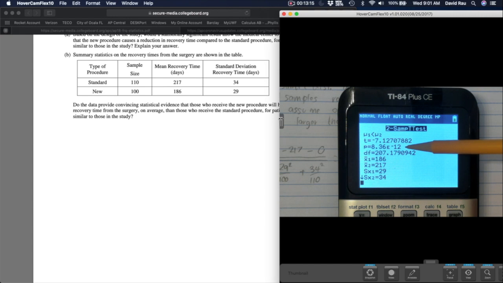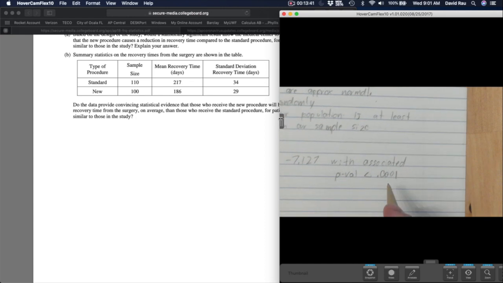And this p-value essentially means incredibly small. It means that there should be a decimal place with 11 zeros and then the 8 is next. Or in other words, you should be moving this decimal place to the left 12 times. So what I'm going to say is with associated p-value less than 0.0001. I'm just showing that it's very small.